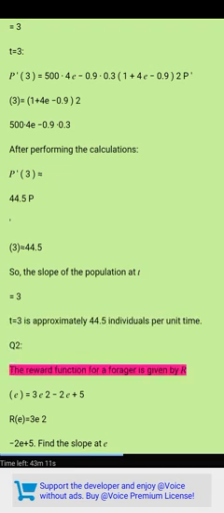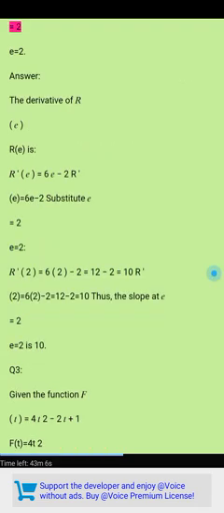Q2. The reward function for a forager is given by R(E) = 3E^2 - 2E + 5. Find the slope at E = 2. Answer. The derivative of R(E) is R'(E) = 6E - 2. Substitute E = 2. R'(2) = 6·2 - 2 = 12 - 2 = 10. Thus, the slope at E = 2 is 10.